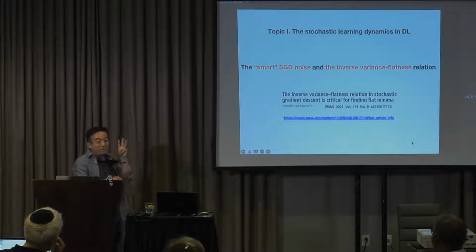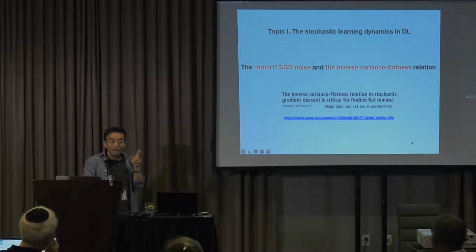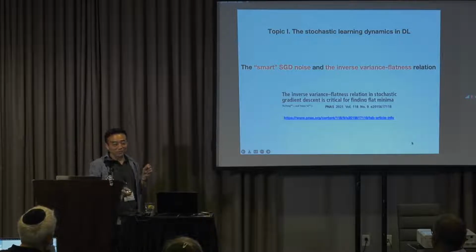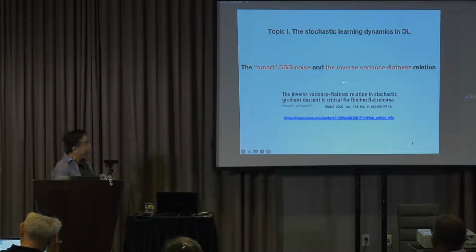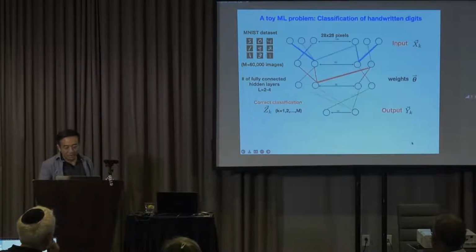So the two things you have to understand from this first part are, first, the noise in the machine learning dynamics is a smart noise. It's not a dumb physical thermal fluctuation. Okay? That's the first notion. And because of that smart noise, you have this inverse variance-flatness relation, which we actually call the inverse Einstein relation. So you'll see a little bit later.